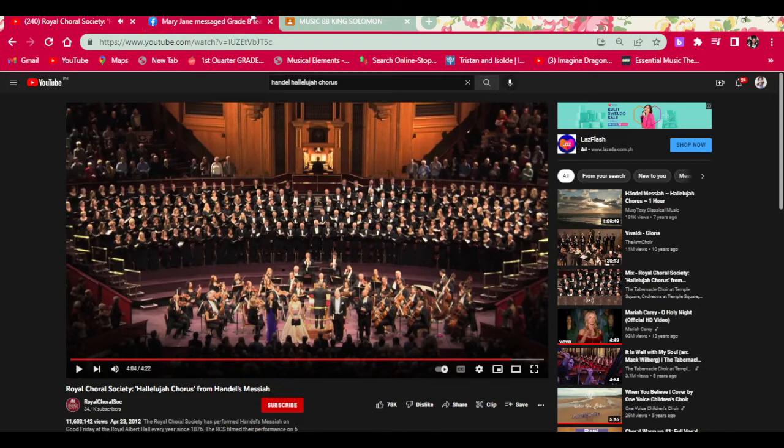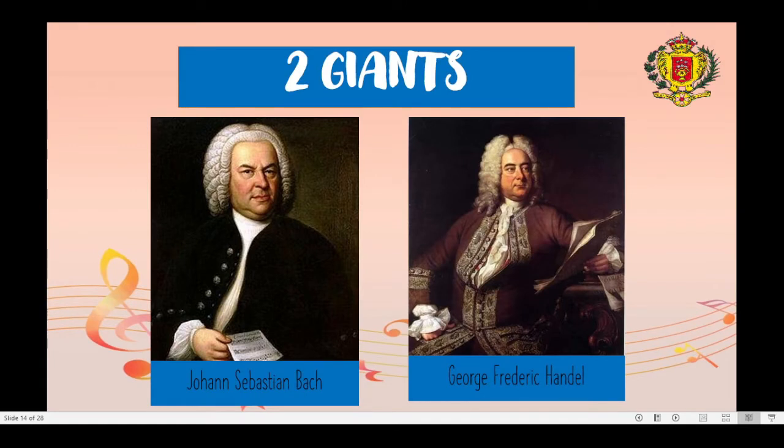So that is the composition by Handel. Okay, so always remember, my dear students, that when we talk about the two giants, that is none other than Johann Sebastian Bach and George Frideric Handel. But it doesn't mean that it's just the two of them.